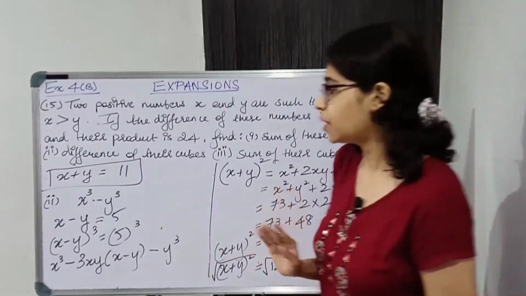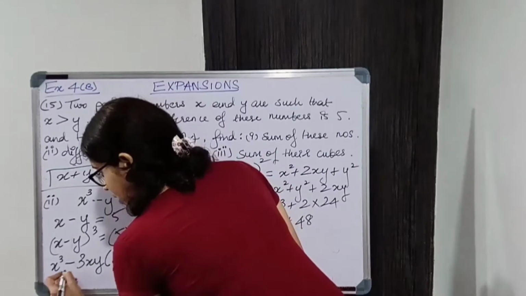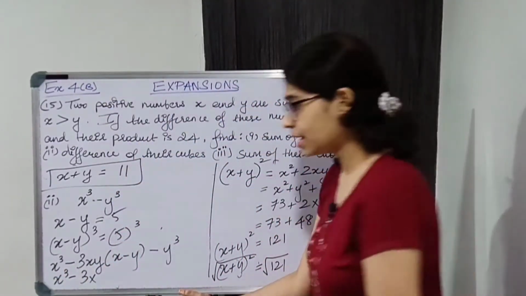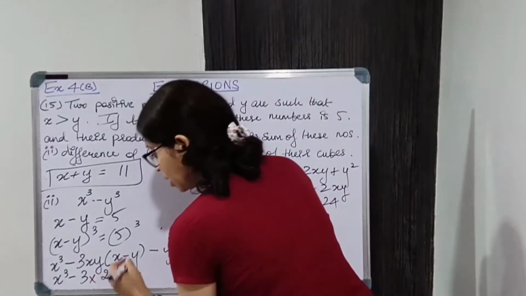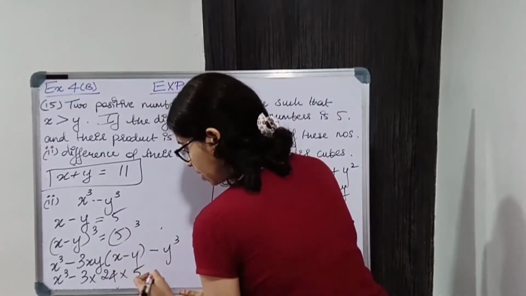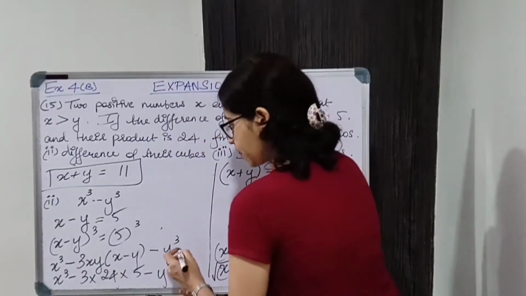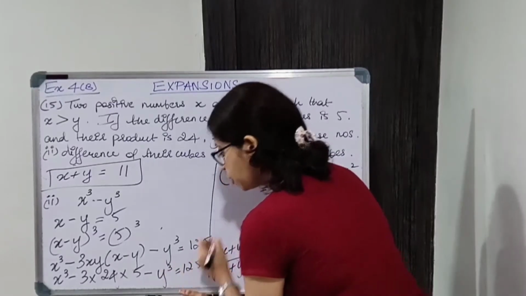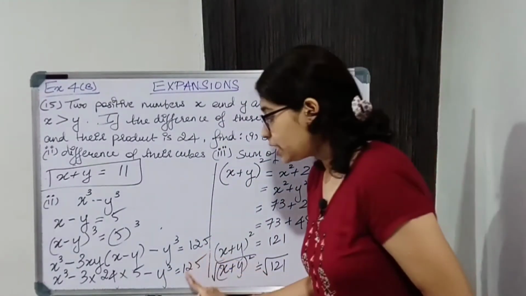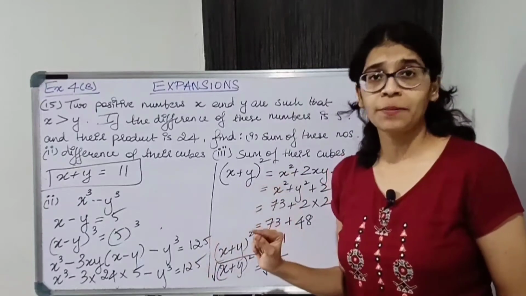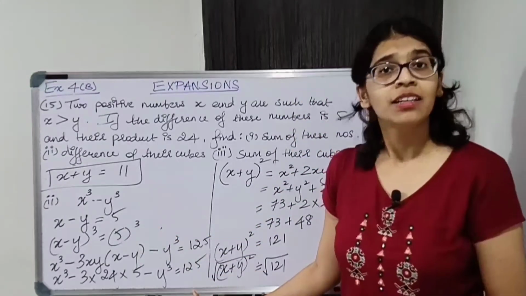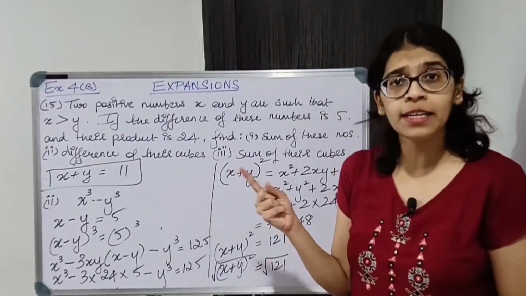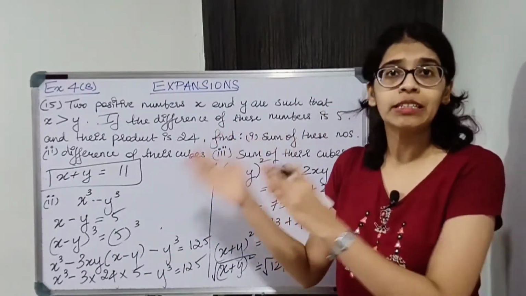All right, now x cube minus 3 into xy value, xy value is 24, x minus y value is 5, and minus y cube. Over here I forgot to put 125, 5 cube is 125. So please don't forget to put this. Okay, if you forget this RHS then how will you find the value? So don't forget to put this. Okay, cube it properly. You are supposed to know the cubes till 30.